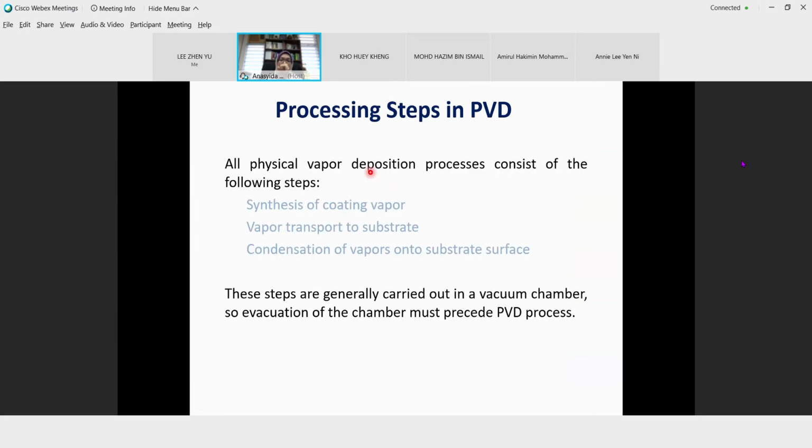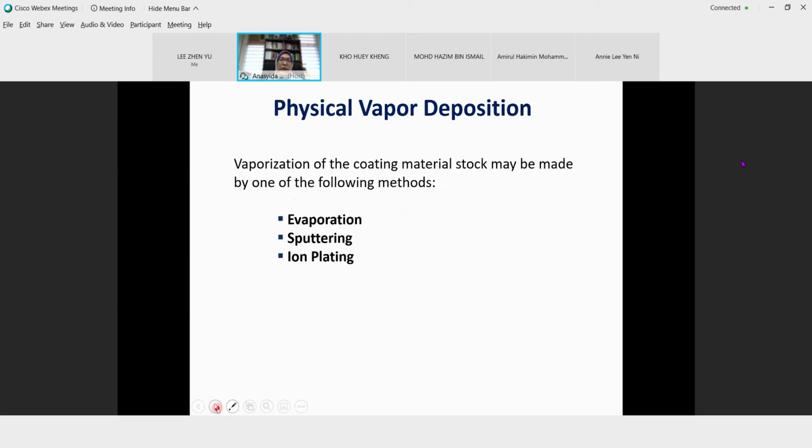Okay, the process starts, as I mentioned before, with the synthesis of coating vapor. When the coating material is heated, it becomes a vapor, and the vapor will be transferred to your substrate. Once the vapor condenses on the substrate, it will solidify and form a thin film. We have three methods for vapor deposition: evaporation, sputtering, and ion plating.